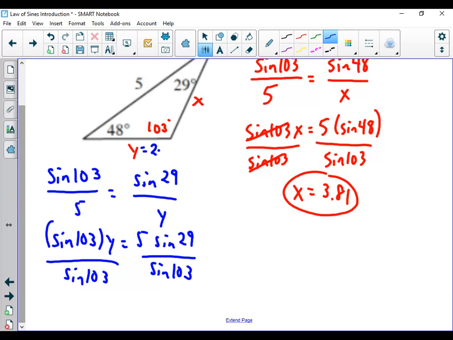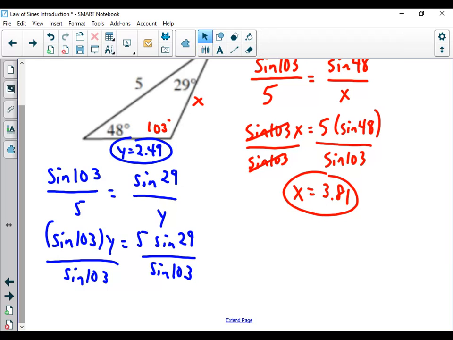If you enter it in correctly, you should have ended up with 2.49. So a nice way to attack problems if we're not lucky enough to have a right triangle. So let's add this to our toolkit. So we have our 7th option now.